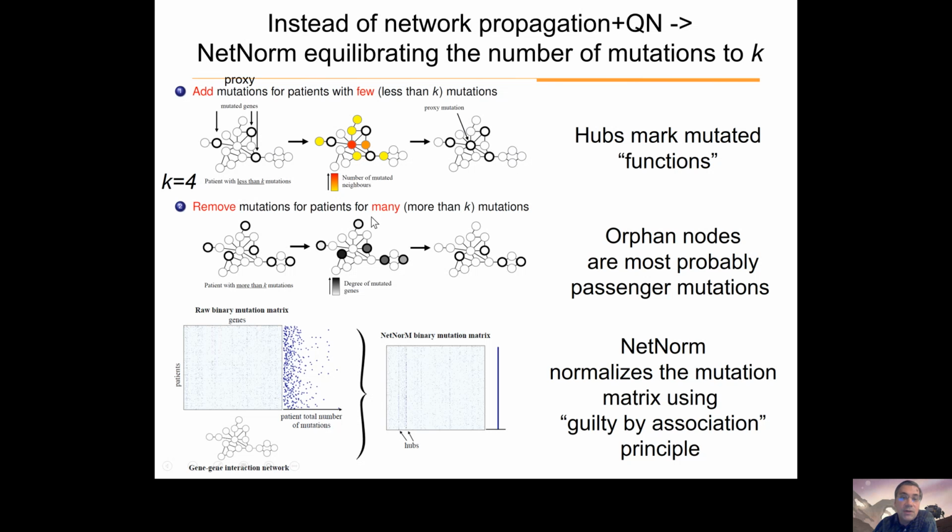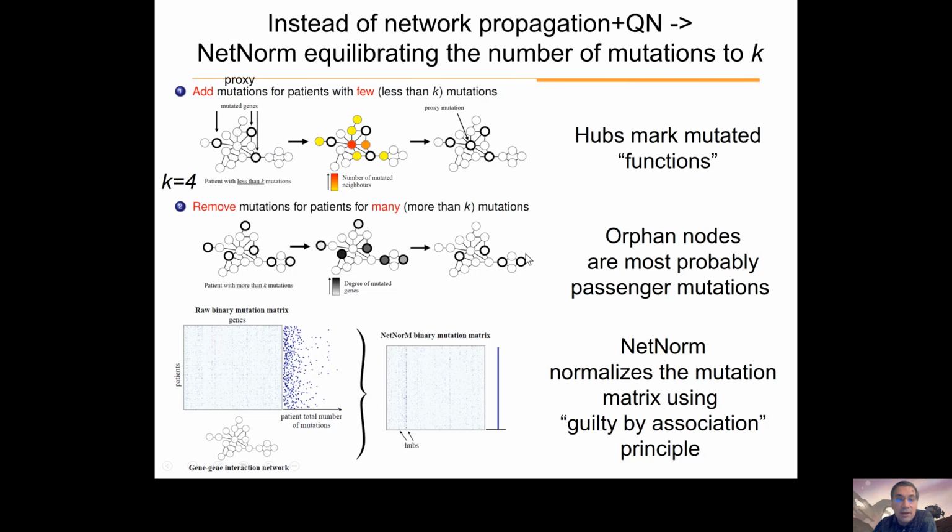For example, these mutated genes are quite peripheral to the network. And we start to remove mutations starting from the peripheral, the less connected genes in the network. And as such, we reach the situation when we have only K mutations remaining on the network.